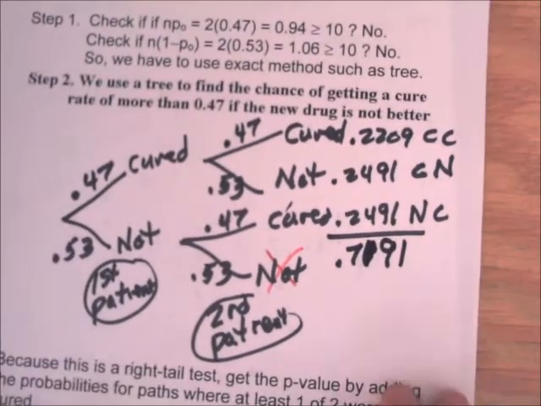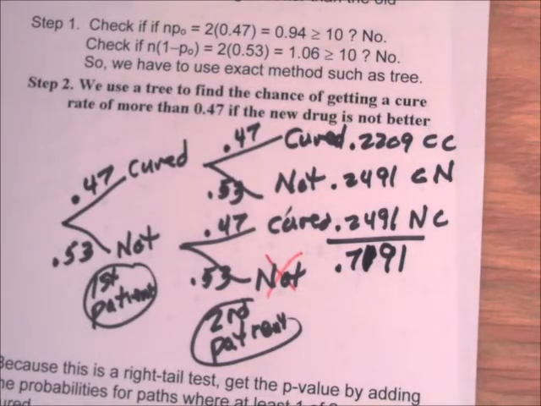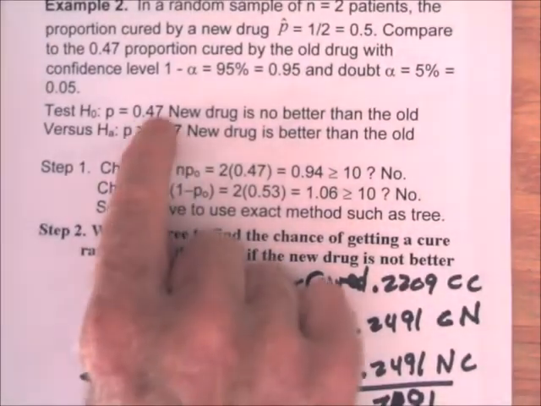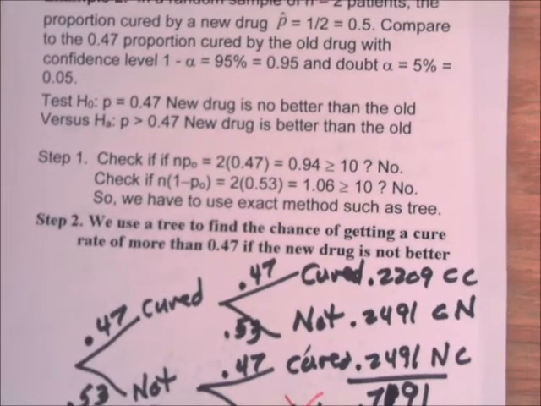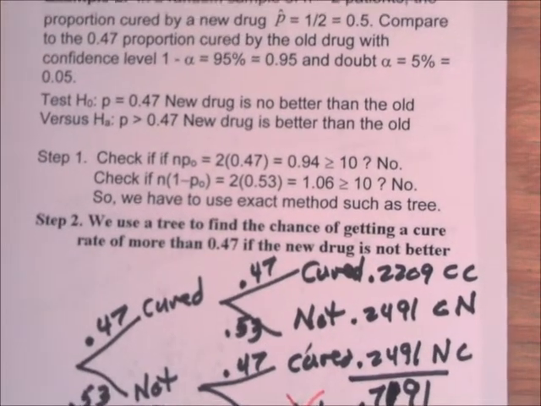So that's our p-value. Our p-hat of 0.5 was actually a little bit better than the old drug, 0.47, a little bit higher cure rate, but that could have happened by chance. It was not much bigger, and it was a small sample. In a small sample, it could very well have happened by chance.